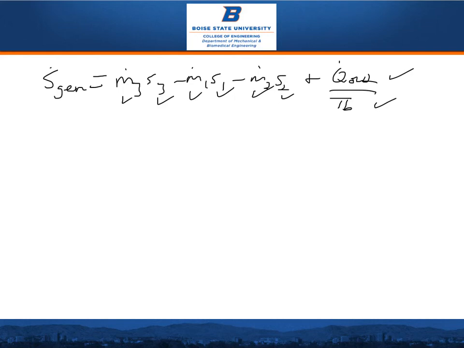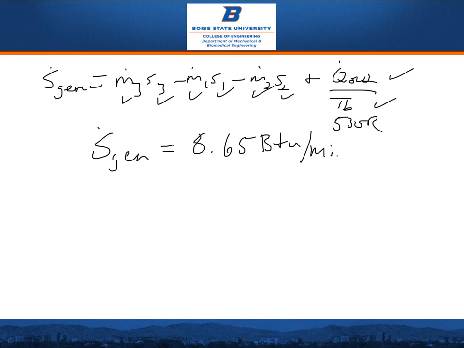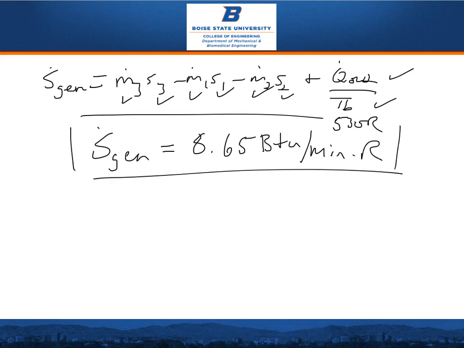After converting TB to 530 R, when we plug everything in, we get S dot gen equals 8.65 BTU per minute R. Kind of a long problem, but hopefully that made sense. Thank you.